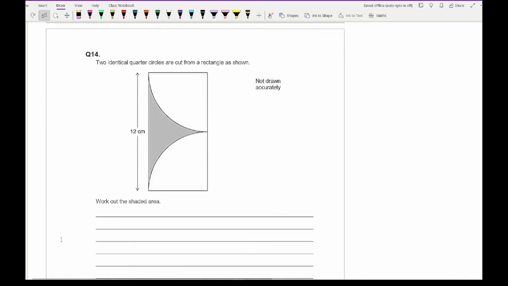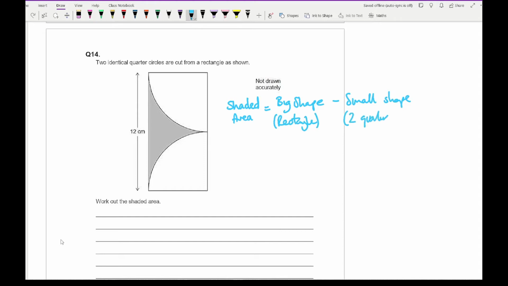Then moving on to question 14, it says 2 identical quarter circles are cut from a rectangle as shown. And the question is asking us to work out the shaded area. Now the shaded area is always going to be the big shape minus the small shape. Now in this case, my big shape is the rectangle, and the small shape is going to be the 2 quarter circles. Now 2 quarter circles is basically half a circle.